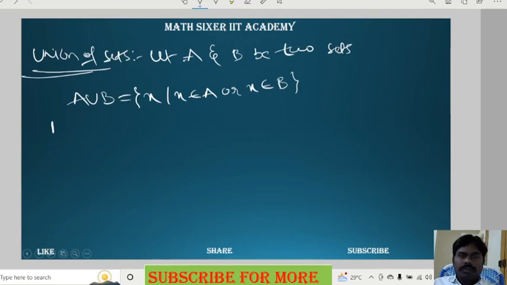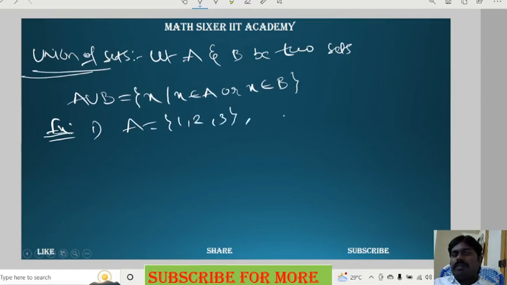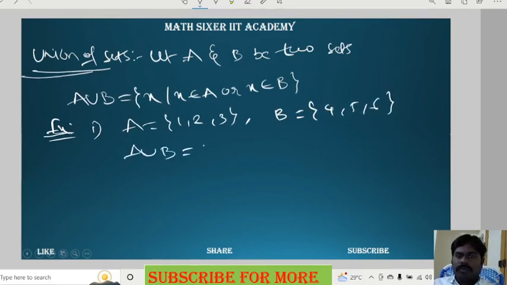Okay, so here we will see one example. Suppose A is equal to {1, 2, 3} I am taking here, and B is equal to {4, 5, 6}. Now find A union B. A union B is equal to the set of all the elements which are in A or which are in B, or which are in A and B. So here this A and B have different elements. So we will write all the elements. Okay, so here {1, 2, 3, 4, 5, 6}. This is A union B.